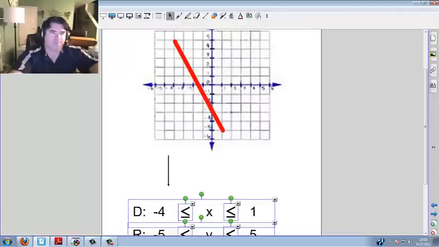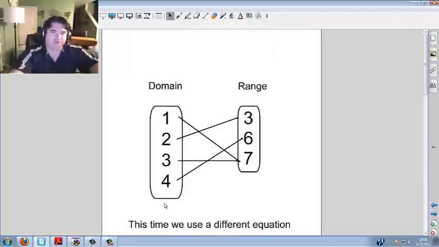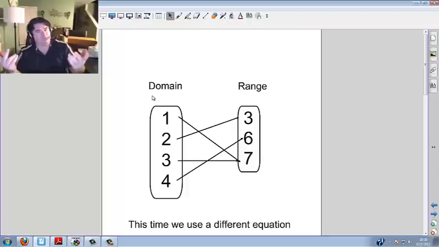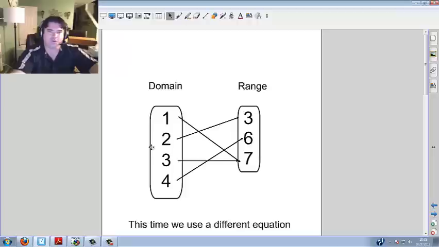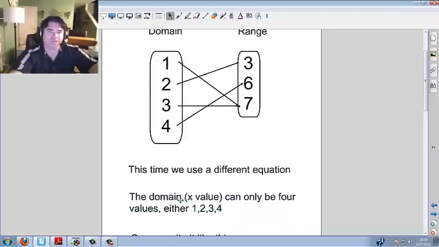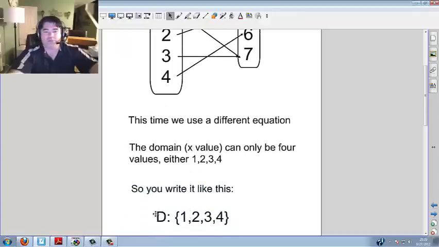In this case, the domain and range: 1 is to 3, 2 is to 3, 3 is to 7, 4 is to 6. However, the maximum amount of the domain goes from 1 to 4. The maximum amount of the range goes from 3 to 7, but notice it just uses particular numbers. There's no 1.2 here. There's no 3.1 listed. It's just a 1, 2, 3, or 4. So the domain x value can only be 4 values, either 1, 2, 3, or 4. So you just write domain, these little brackets. You just put 1, 2, 3, and 4 because those are the 4 choices.